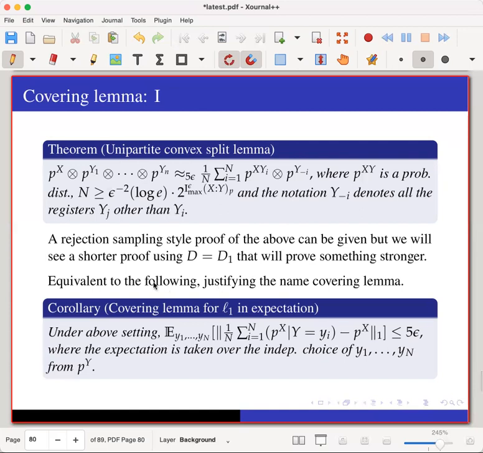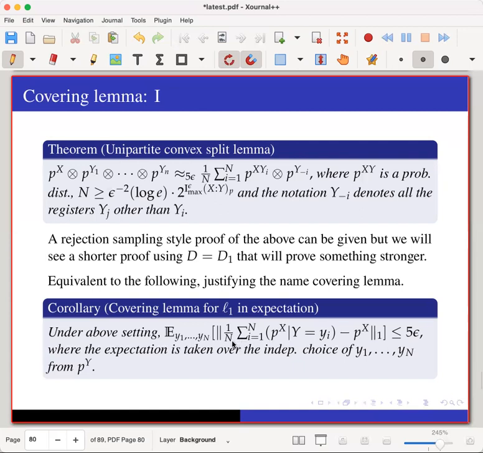Now, why am I calling this covering? It is equivalent to the following lemma, which justifies the name covering. The fact that these two are epsilon close can be rephrased like this. Let us see what this means. Let us say I choose n IID samples from the marginal P1, Y1 to Yn. I choose the samples and now they're fixed. Now I look at the conditional distribution of X given Y equal to Y1, and the conditional distribution of X given Y equal to Y2, and so on and so forth. So there are these n conditional distributions around.